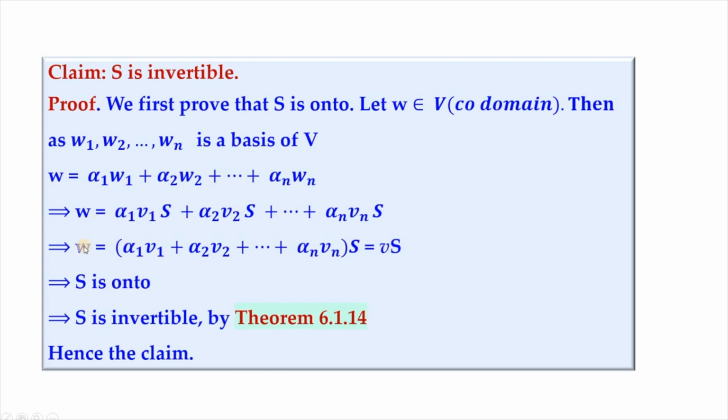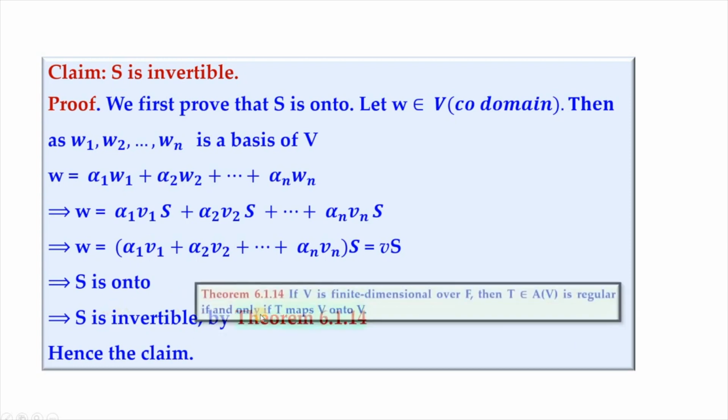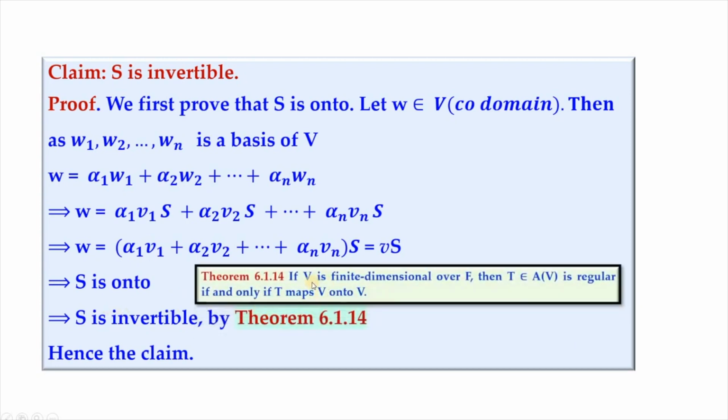So for a given w in the codomain, there exists one v in the domain such that the image of v under S is w. So that shows that our S is onto. So S is invertible by this theorem 6.1.14, which states that if V is finite dimensional over F, then T in A(V) is regular if and only if T maps V onto V. So this proves the claim.